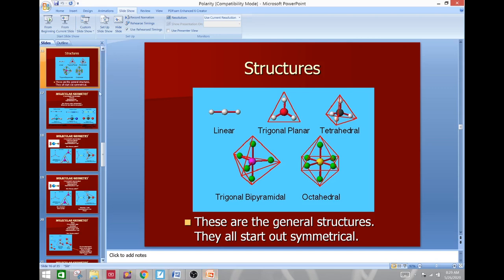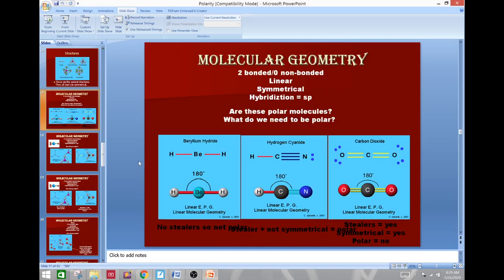All right, so here's our linear. So that being said, the first one, is it symmetrical? Well, the answer is yes. Hydrogen, there we go.